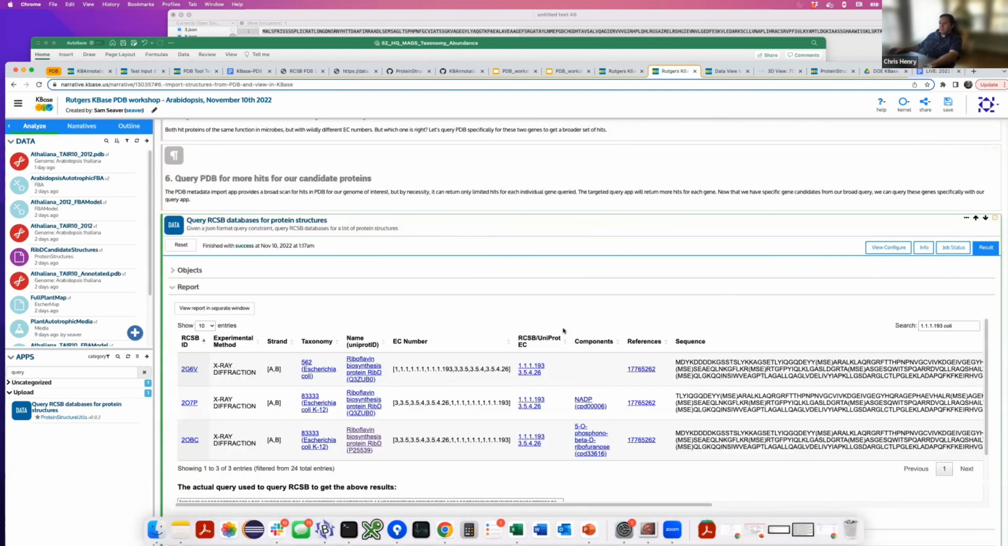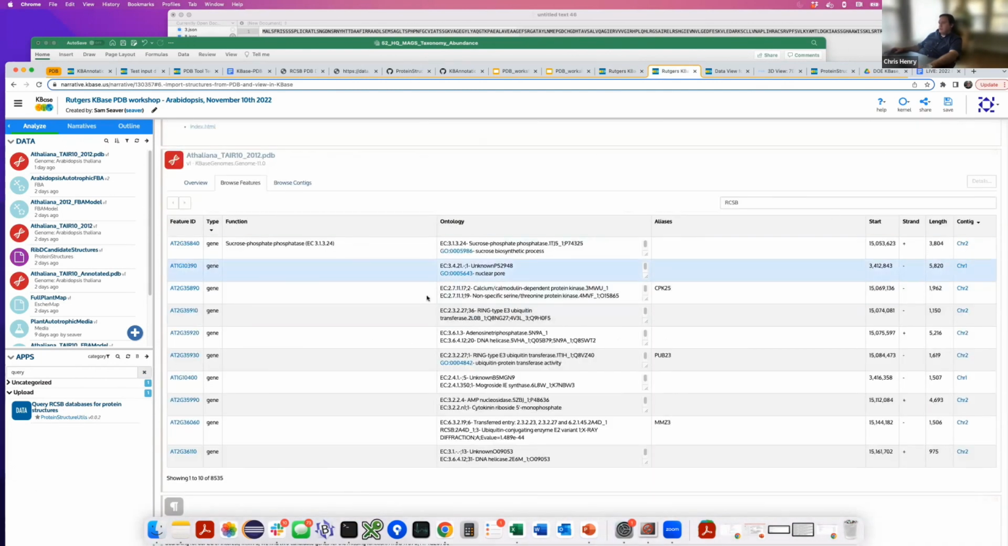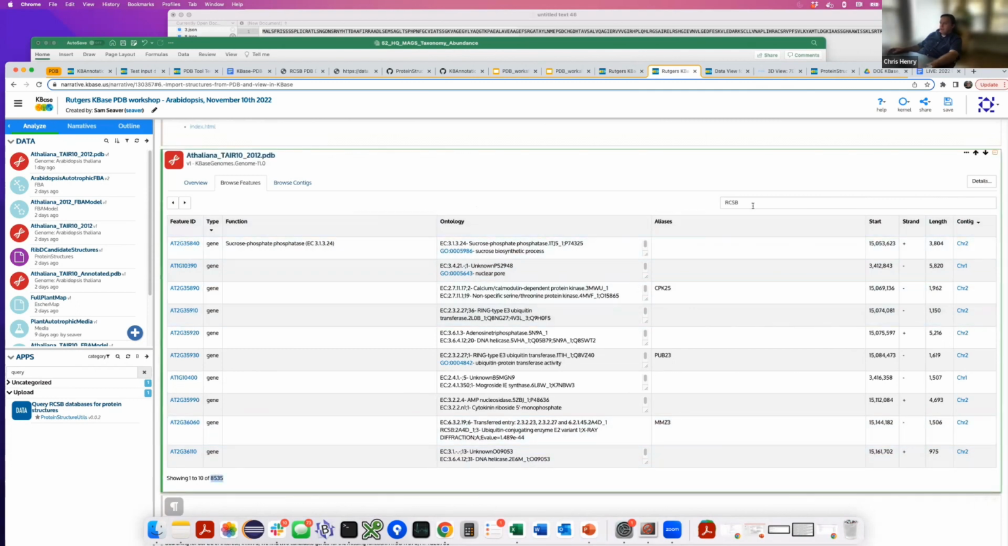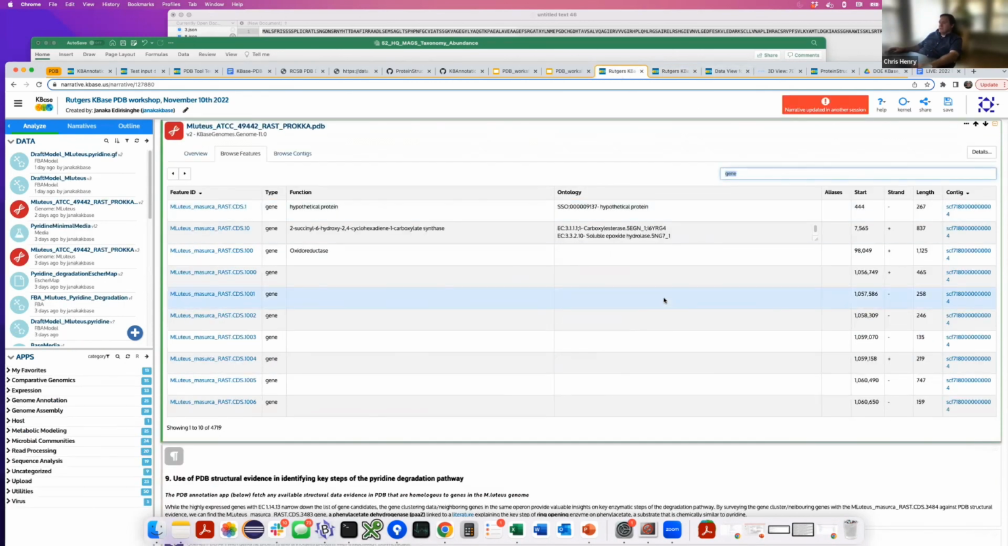I think I have that. Yeah, here. So it's 8,535 out of about 14,000. So interestingly, for the plant, over half the genome has a hit in PDB. Interesting with the coverage on the genes for the structural information.